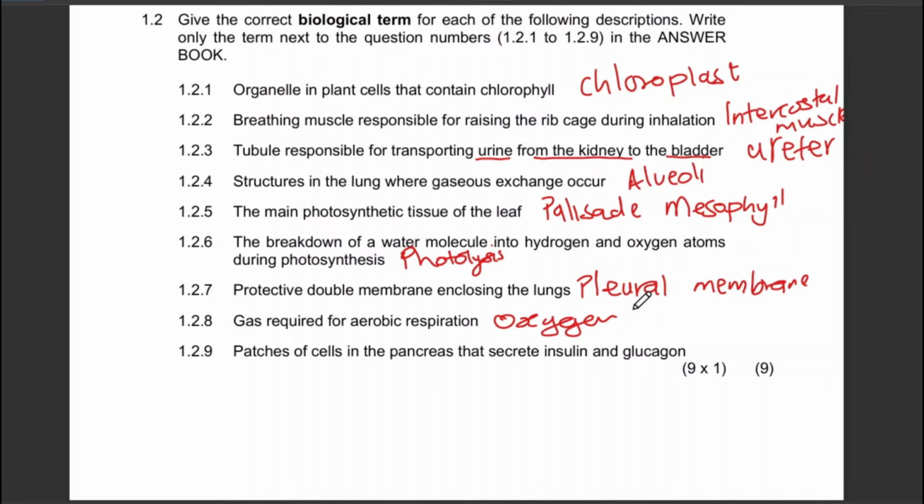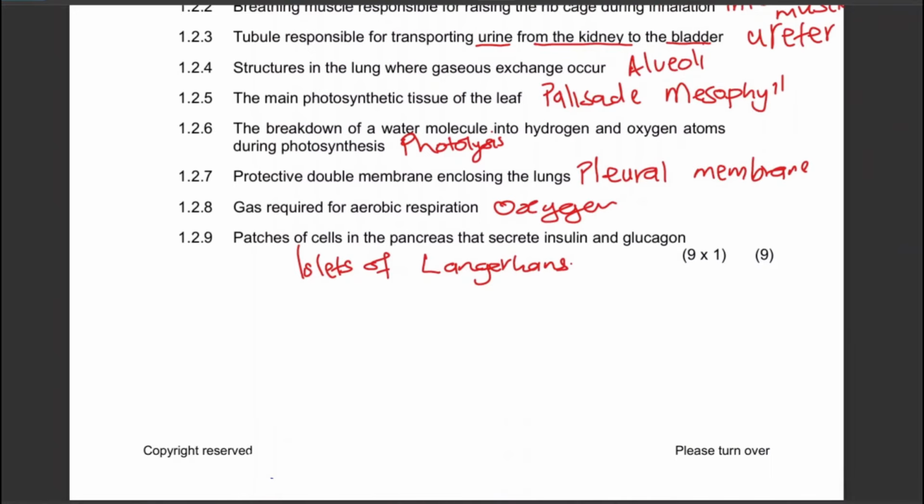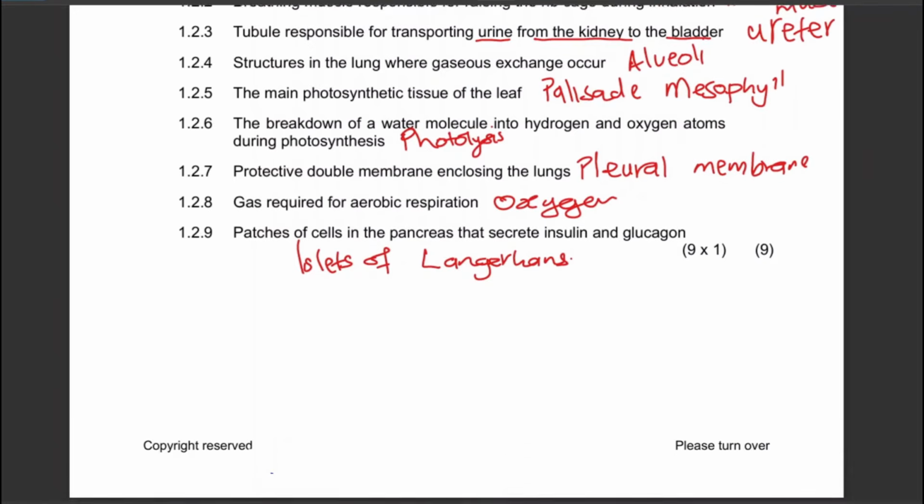Patches of cells in the pancreas that secrete insulin and glucagon. So islets of Langerhans. All right, that's terminology. Please make sure that your spelling is correct, guys.